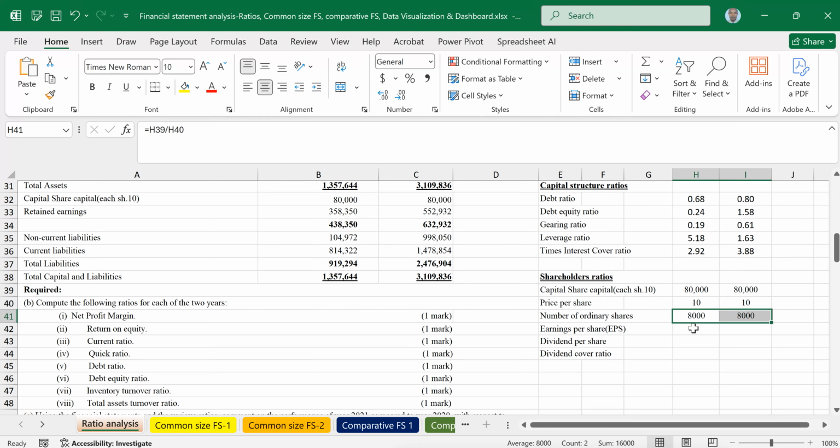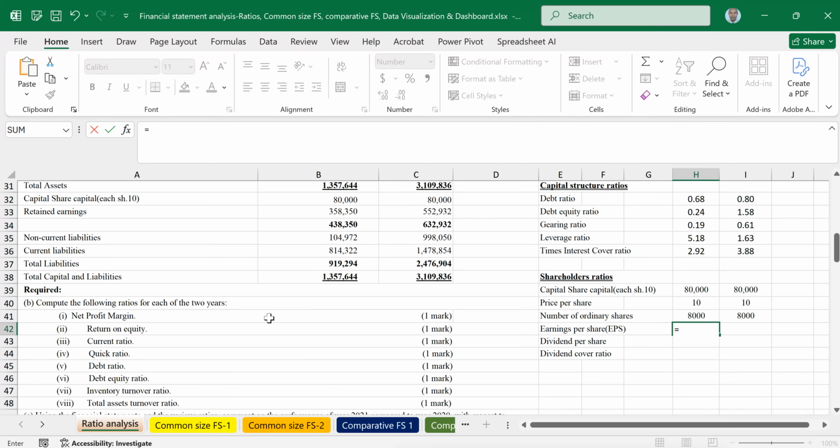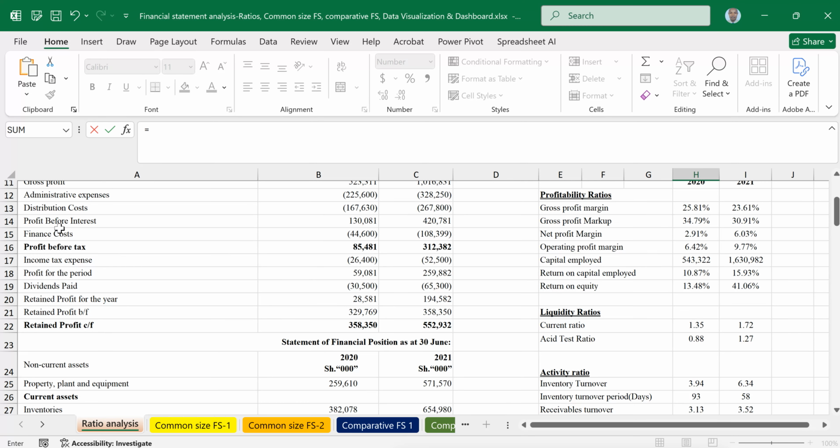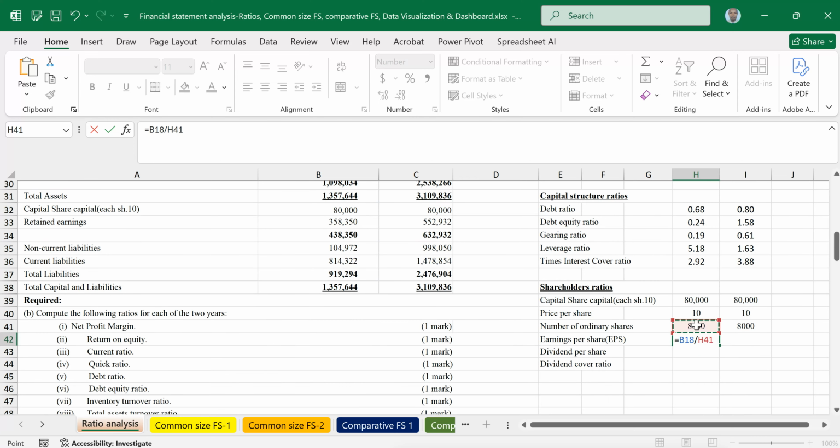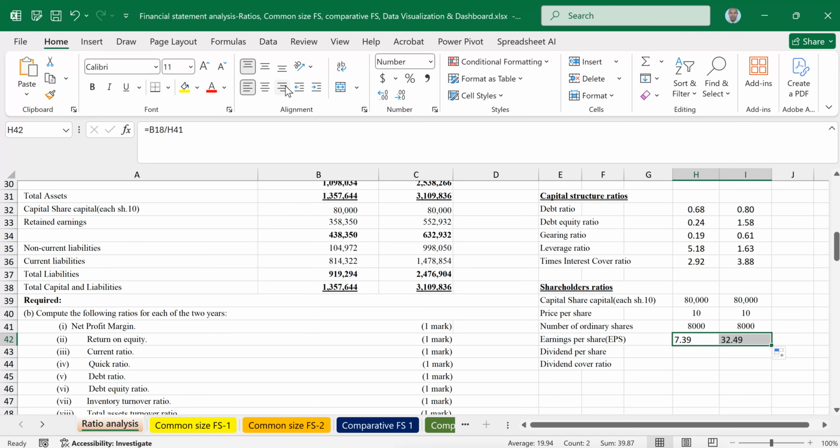EPS, now EPS will be equal sign profit for the year. You use earnings attributable to ordinary shareholders. In this case, you simply use profit for the year because there is no preference dividend to be deducted. Divide that with the number of shares outstanding, which are 8,000. And you can see the EPS over the 2 periods. It had increased in 2021 compared to 2020. Shareholders received more in 2021 compared to 2020.